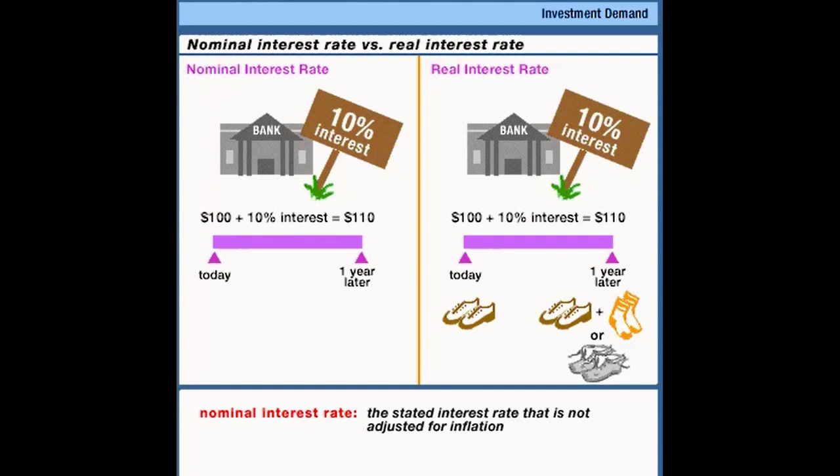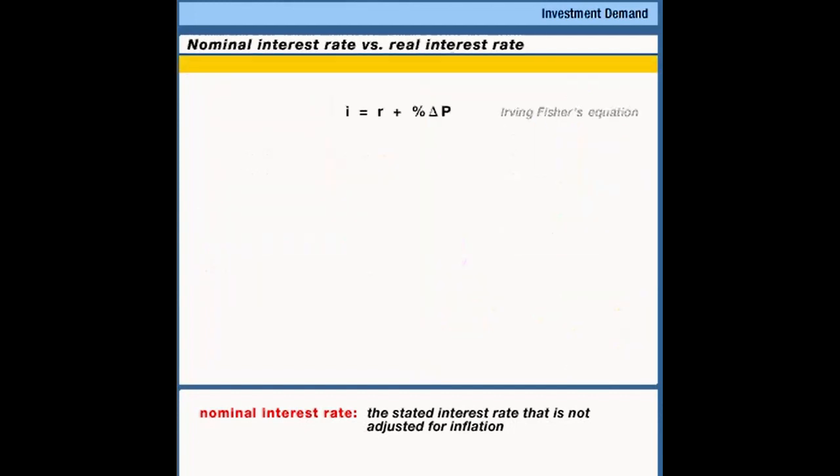Because what's going to happen to my purchasing power determines whether I want to save money or whether I want to spend it today. Let's look at Irving Fisher's equation. We've seen this before, that the nominal interest rate, that is what the bank pays you, is equal to the real interest rate plus the rate of change in prices, that is the rate of inflation. The real rate of interest plus the rate of inflation is equal to the nominal interest rate.